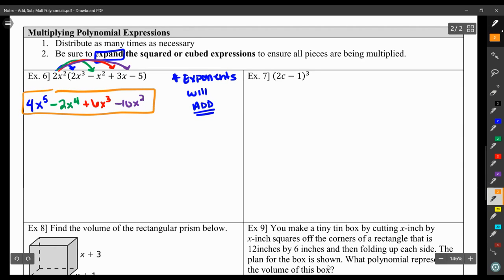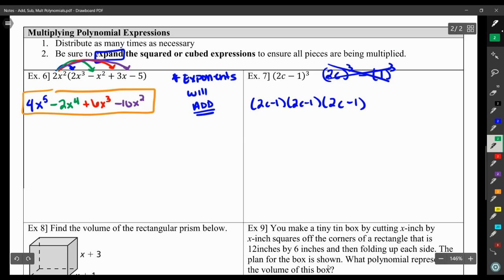So for number 7, we have 2c minus 1 cubed. So we need to make sure we expand this out. We cannot just say that this is 2c cubed and 1 cubed. It doesn't work like that. We need to actually expand this out. When you have something that is cubed, you have something times itself 3 times. 1, 2, and 3. So we first need to multiply these two together first.